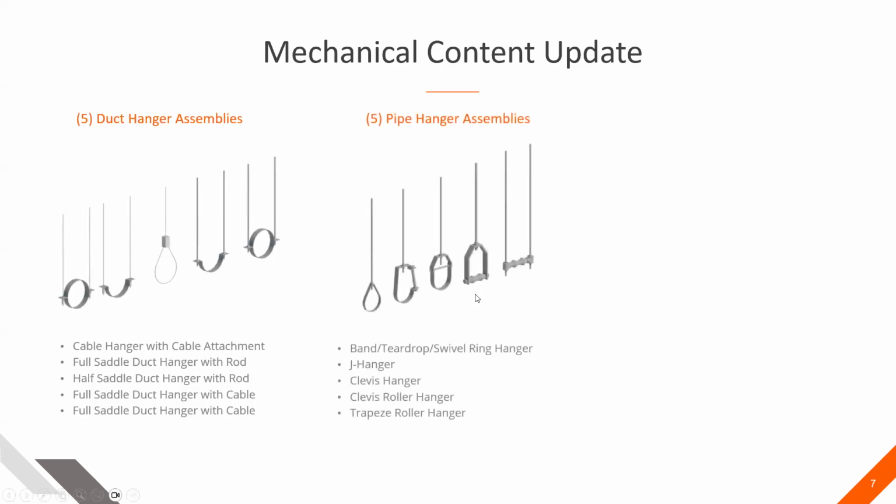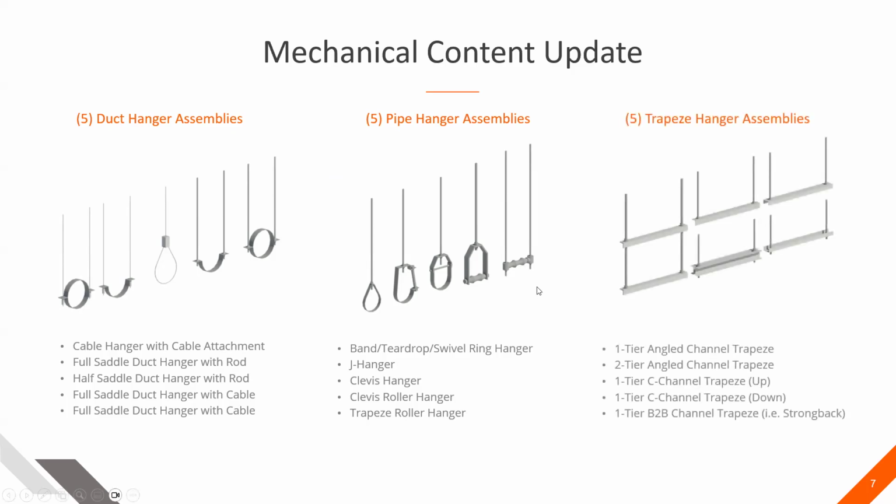Then we have 5 pipe hanger assemblies, including a band. I've heard a couple different terms for this: band, teardrop, or swivel. J hanger, clevis roller, and trapeze roller hanger. Each of these has some unique characteristics as well as some common functionality to them. And then we have our 5 new trapeze hanger assemblies. I mentioned those angle channel. We've got a single and dual tier for that. We have a C channel that can be flipped up or down. And then that strong back-to-back C channel that I mentioned is there as well.